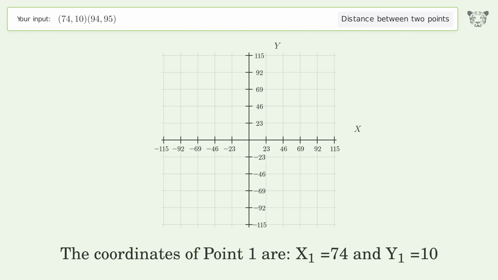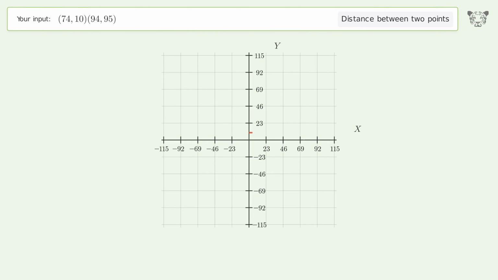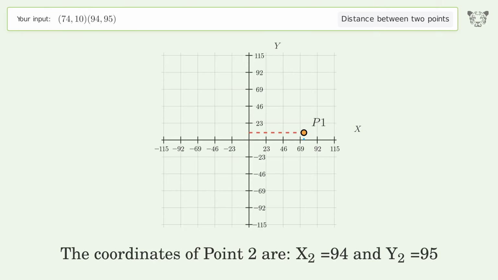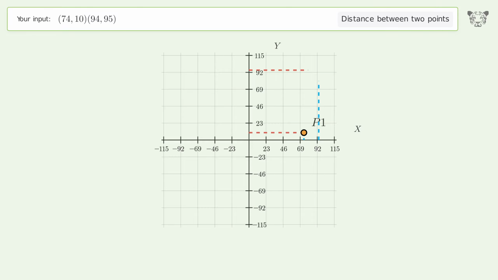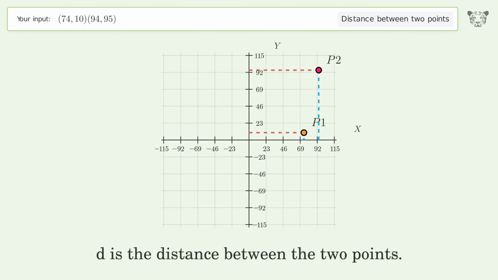The coordinates of point 1 are x1 equals 74 and y1 equals 10. The coordinates of point 2 are x2 equals 94 and y2 equals 95. D is the distance between the 2 points.